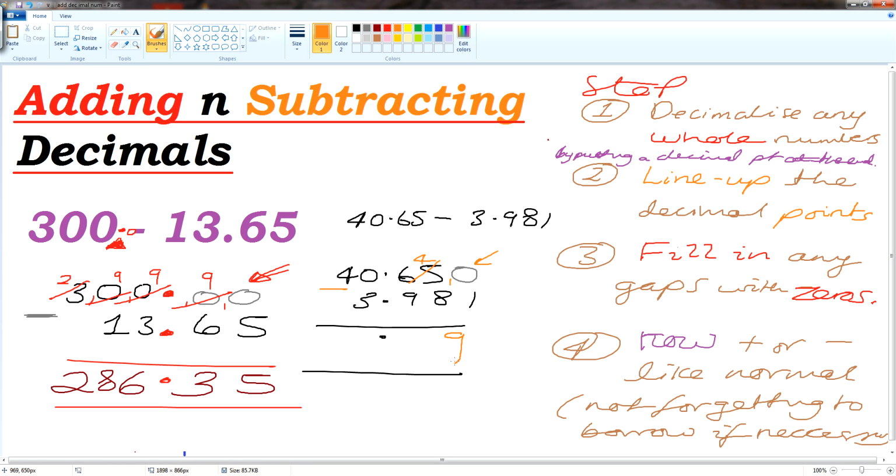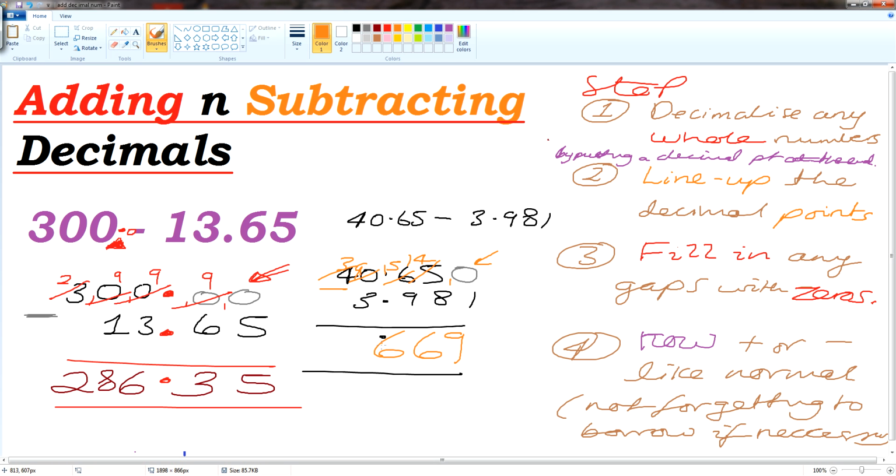And 10 take away 1 is 9. And 4 take away 8 we can't do. We borrow from the 6, that becomes 5, that becomes 14, take away 8 is 6. And then 5 take away 9 we can't do it. So we borrow from here, no. Borrow from the 4, that becomes 3, that becomes 10. Borrow from the 10, that becomes 9. 15 take away 9 is 6.